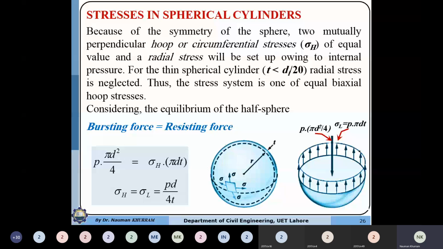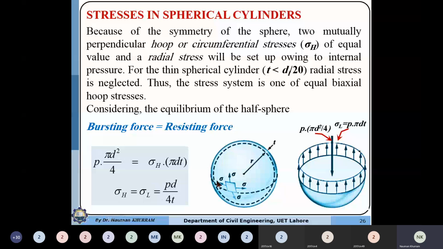So what we are understanding is that if we are using this spherical cylinder, we can reduce the stress to half. The cylindrical vessel is subjected to stress twice as compared to the spherical cylinder, because sigma h is 2 times the longitudinal stress. But here the hoop stress is equal to the longitudinal stress. It means that we have reduced the internal stress to half. So that is the advantage of using this spherical cylinder.